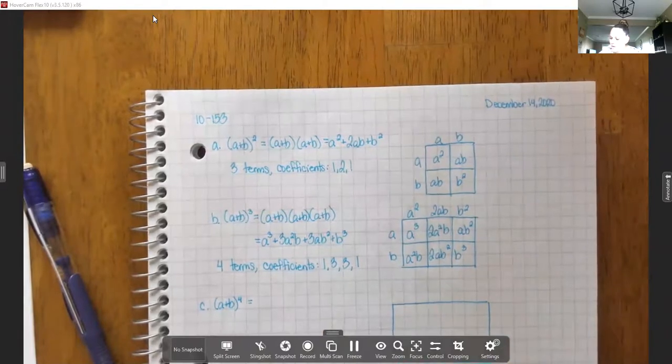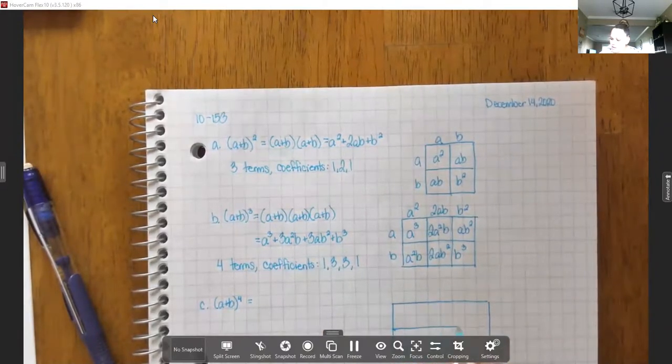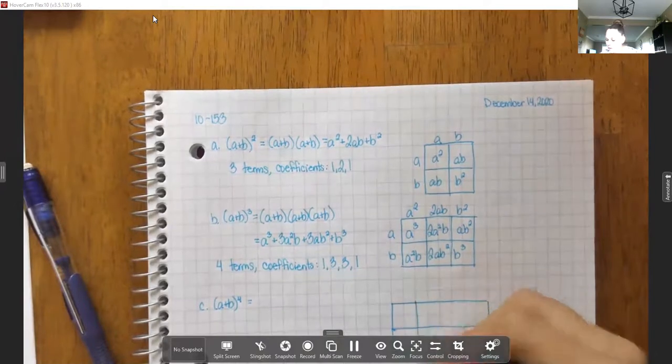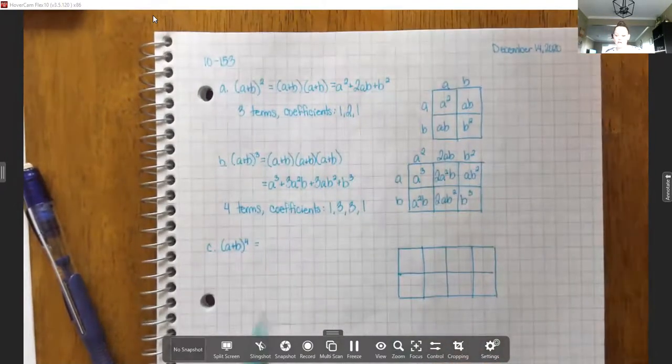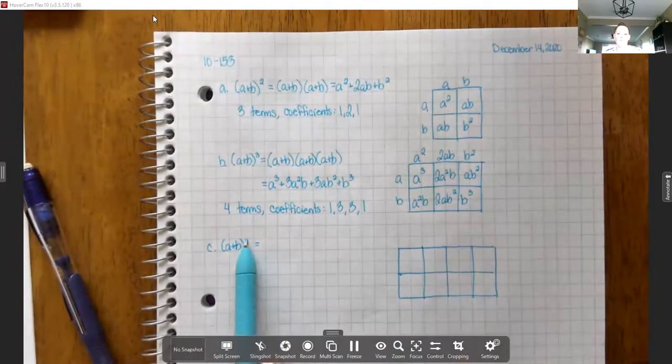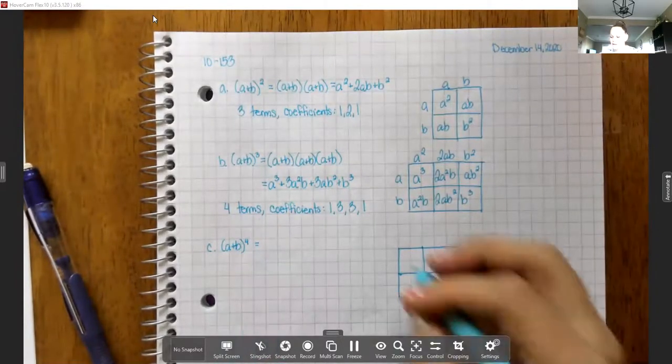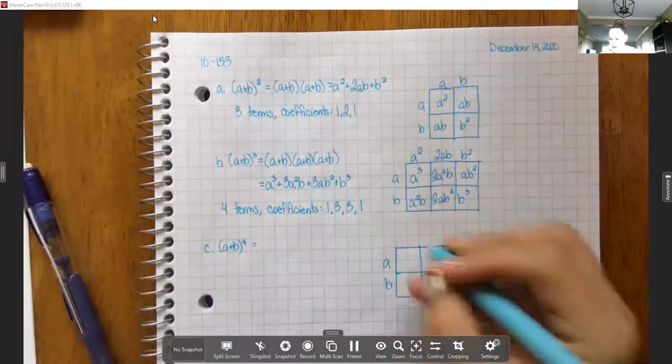So our goal at the end of this is to be able to do these somewhat quickly without having to make boxes. Yes, you can always make a box, but if I'm going to ask you to do a plus b to the 7th, you're not going to want to do all these boxes. You're going to want a shortcut, which is kind of where we're headed here.